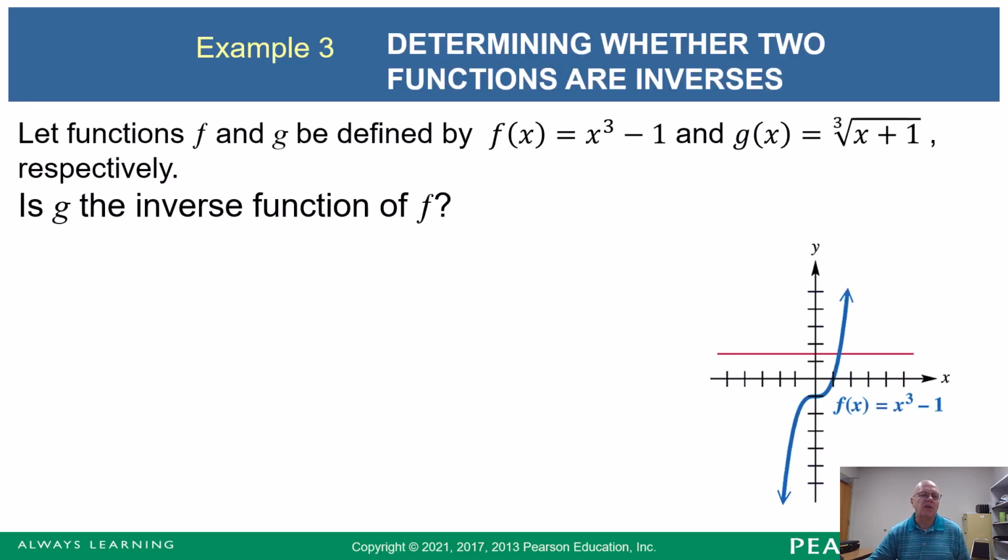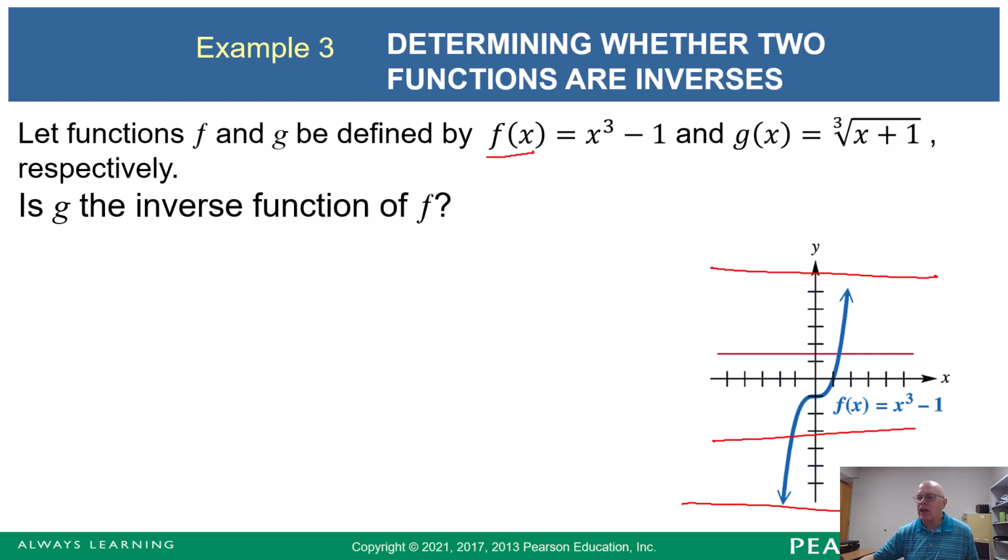Let's take a look at a few. First of all, we've got function f, x cubed minus 1, and function g, the cube root of x plus 1. Well, take a look at the graph. Horizontal line test here. We can't draw a horizontal line that crosses twice no matter what we try. Up here, one time. Down here, one time. No matter how low we went, we'd only cross it once. At most once.